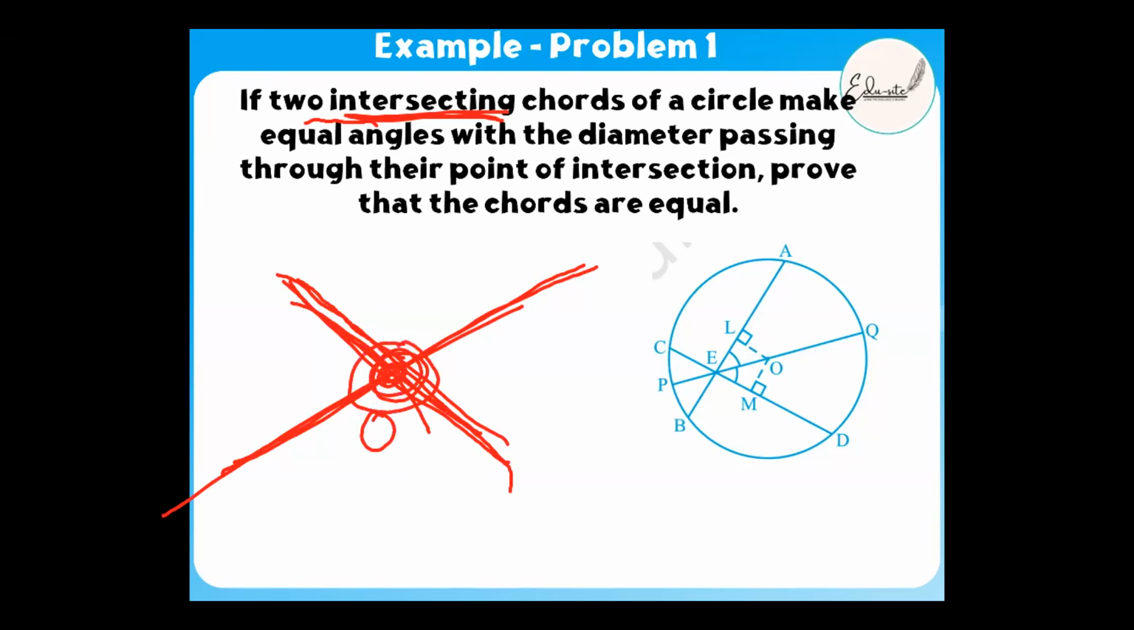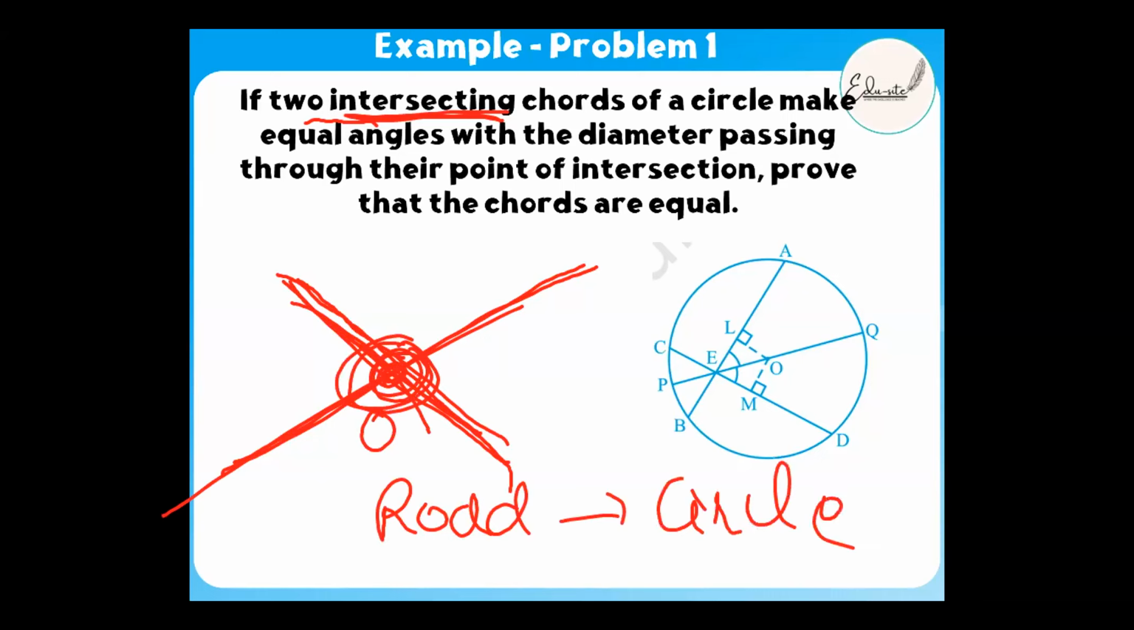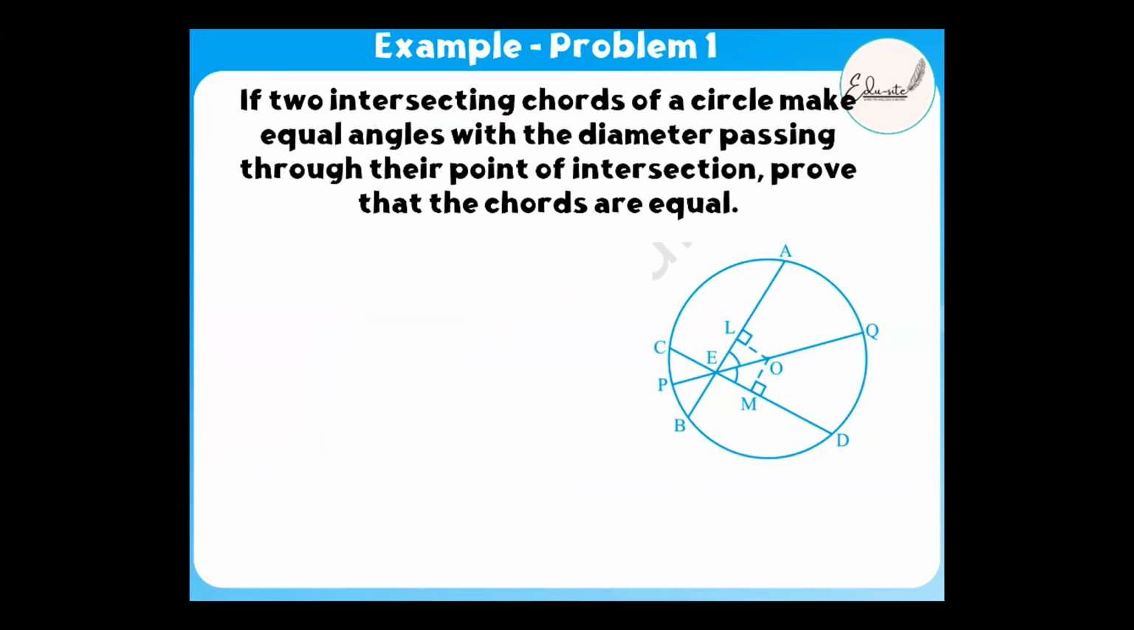For example, if we take a road as an example, the intersection point is called a circle or a junction, correct? They make a circle there and traffic signals are placed there. So intersecting chords means two lines that intersect at a point, making a point that is common to both lines, correct? Yes. So the question states that if two intersecting chords of a circle make equal angles with the diameter passing.